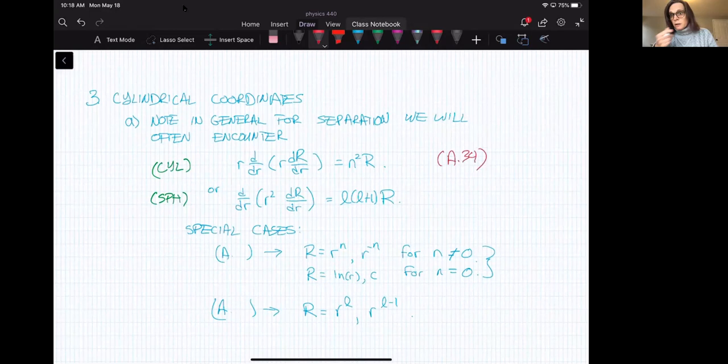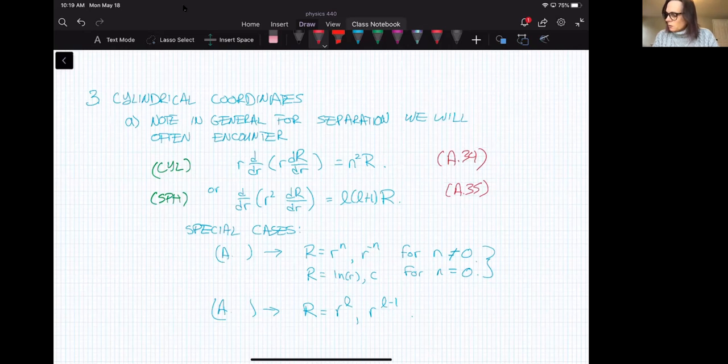Now we're going to quickly look at cylindrical coordinates. And the reason why I wanted to do the example that I just did was to bring up this thing that you may have noticed, maybe not, doesn't matter. If you haven't noticed it before, it's certainly something that we run into all the time. And that is when you separate out a Laplacian, whether you're looking at Laplace's equation or Helmholtz equation or the wave equation, you often run into these two equations.